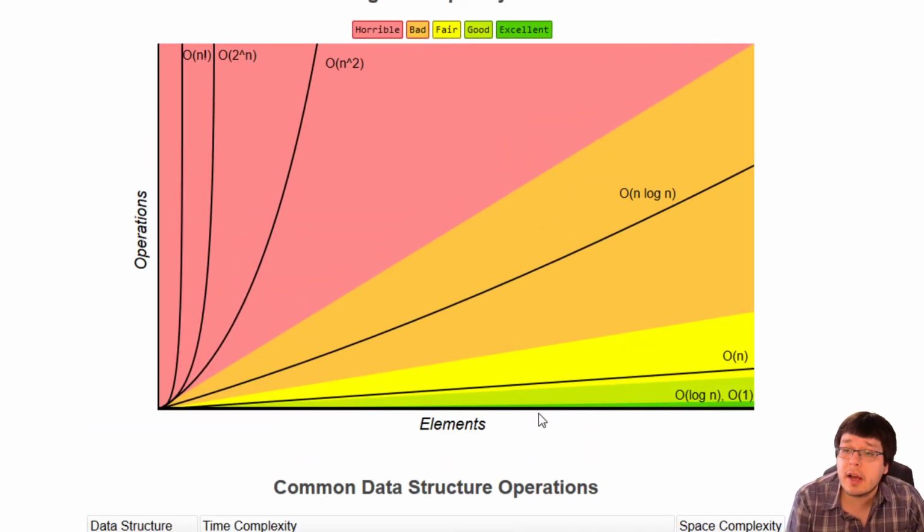Let's look at this little graph here. This is kind of cool. So there's a couple of other asymptotic complexities. We talked about constant time, which is O of C or O of 1, O of 74. They're all constant, but we usually say O of 1.